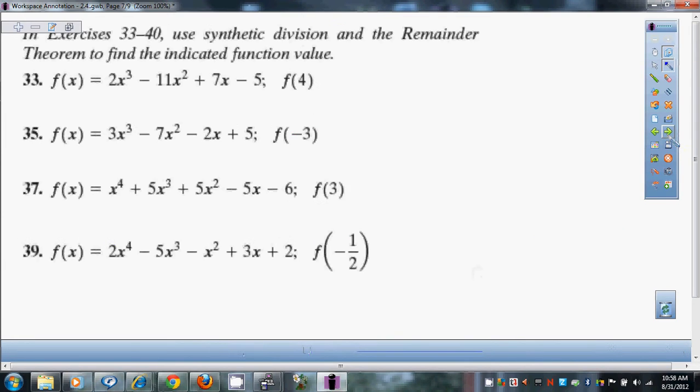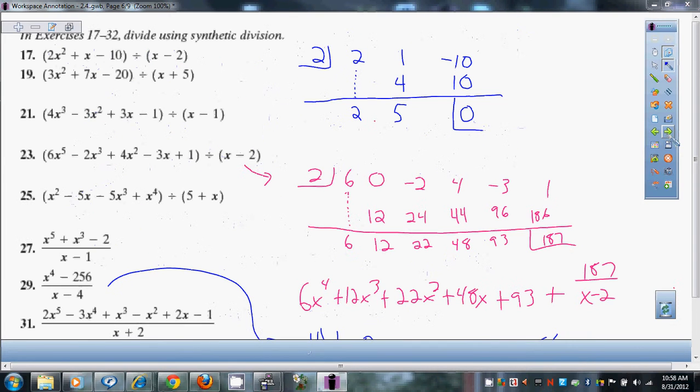Alright. Next. Now, we're going to use synthetic division and the remainder theorem to find the indicated function value. Now, if I asked you for f of 4, what would you just naturally do? Plug it in. You can do that here too. I'm not going to make you do it the other way. But here's the thing. What they're trying to get you to notice is, Allie, if you're pretty good with the calculator, I'm going to let you actually do this. I want you to take 23 here. I want you to plug 2 into this function and tell me what it equals.